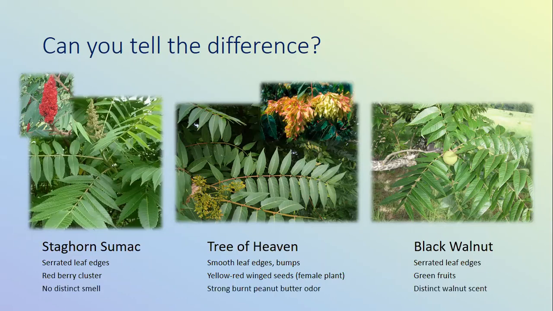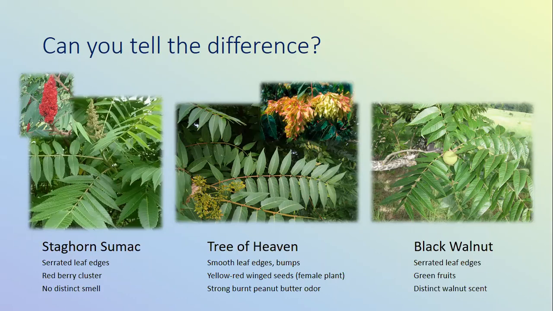And finally, you can also determine them by scent. Tree of Heaven very distinctly smells like burnt peanut butter. I personally describe it as cat urine, but burnt peanut butter seems to be a little more politically correct over here. Of course, that is one of the biggest reasons you're going to notice if you have a Tree of Heaven in the area, because they're very strong scented. Of course, a black walnut has that distinct smell, and staghorn sumac doesn't really have a distinct smell.